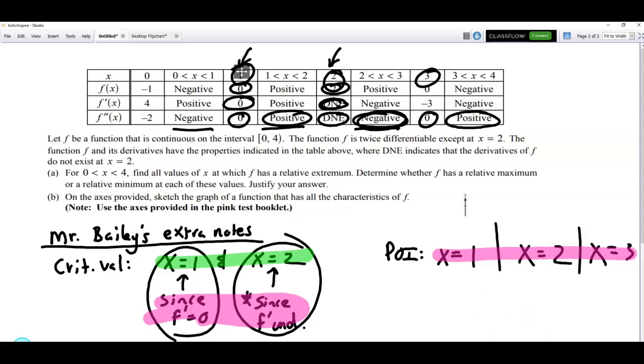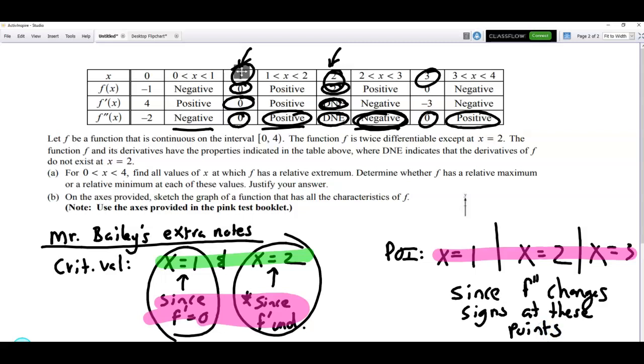Now for these, the answer could be the same for all of them because they all have the same explanation. And here's the reason. These are all points of inflection since f double prime changes signs at these points. So that's your explanation. You don't have to write a separate one for each one like I did over here. And the reason for that is because they all have the same explanation.